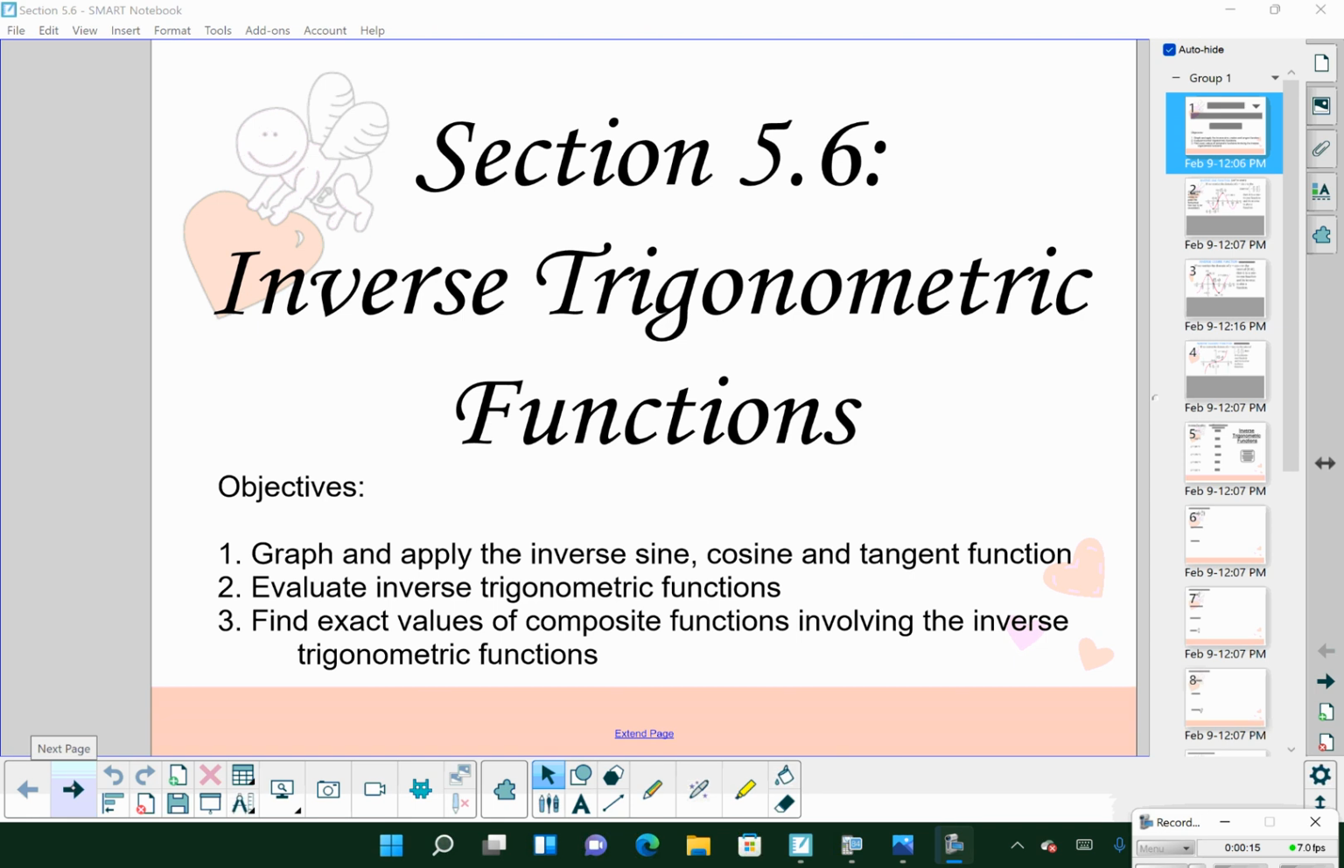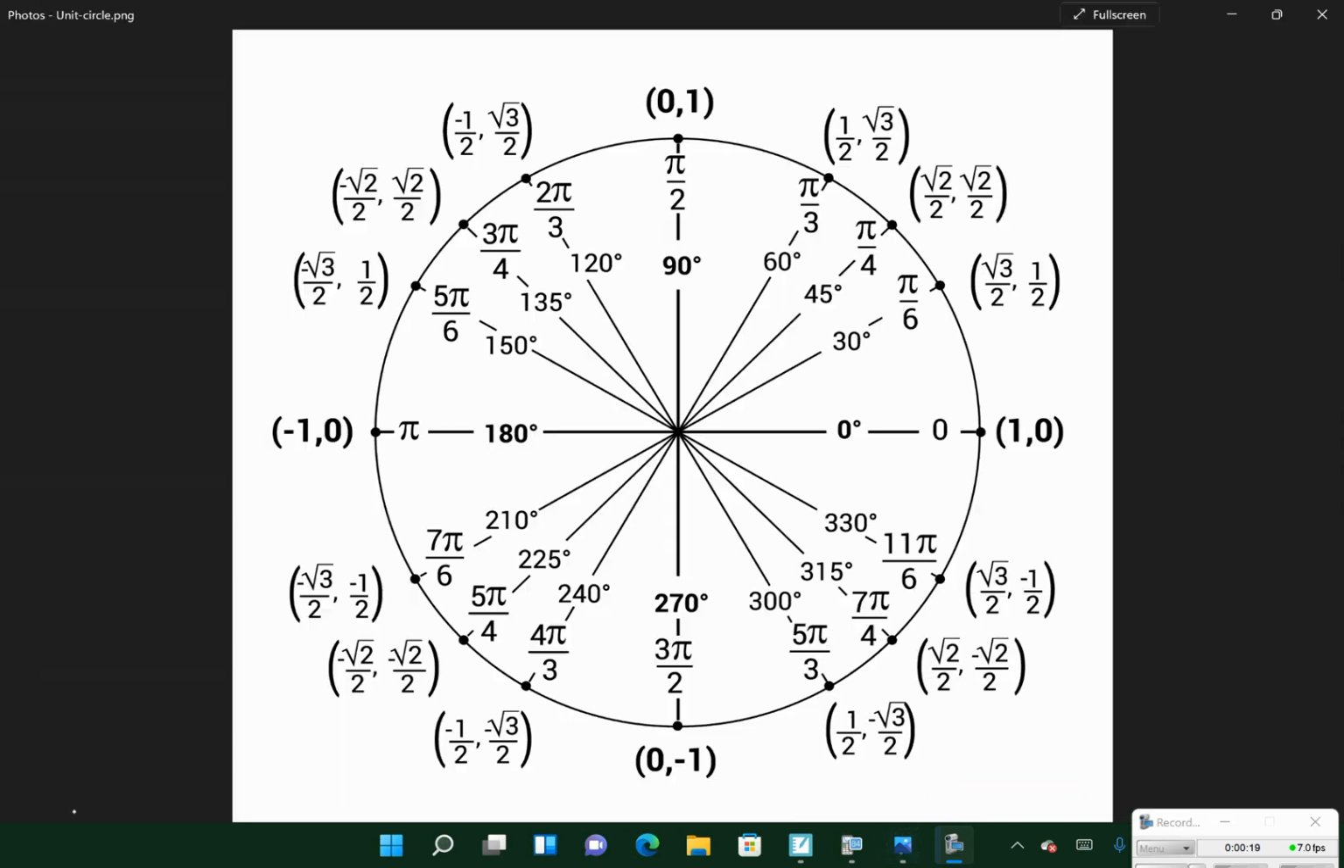Alright, so this section is all about inverse functions. You probably want to have a filled out unit circle in front of you. If you have one in your notebook, go ahead and pause the video and grab that. It's going to make the section go a little bit faster. You'll see that in a minute.